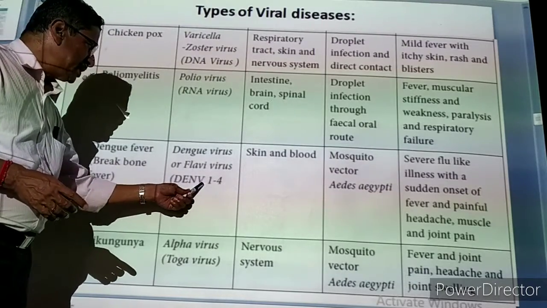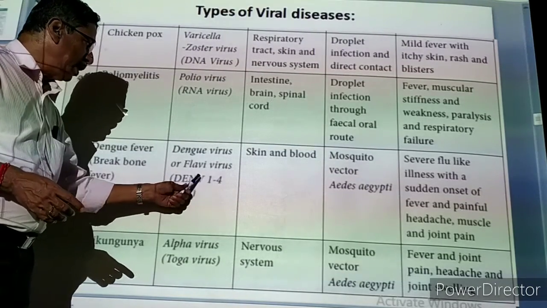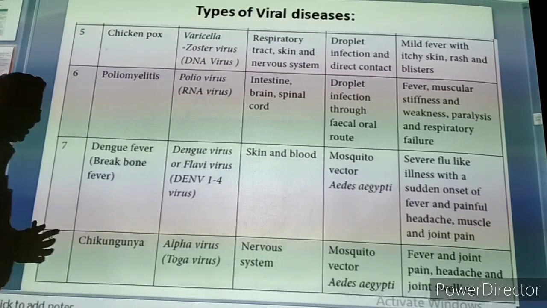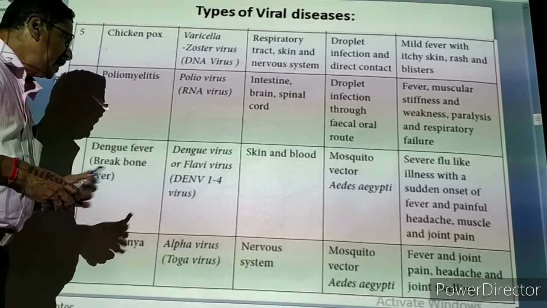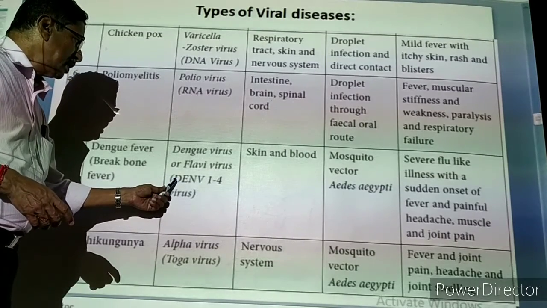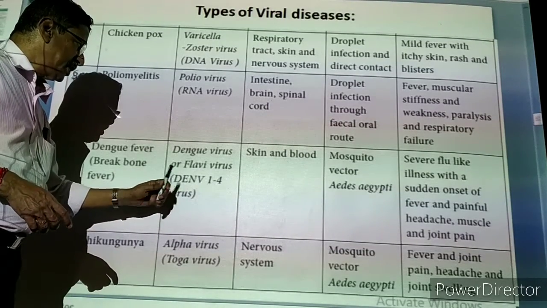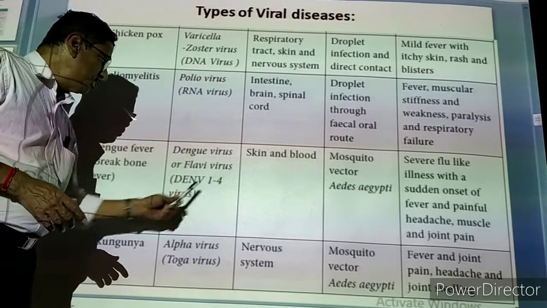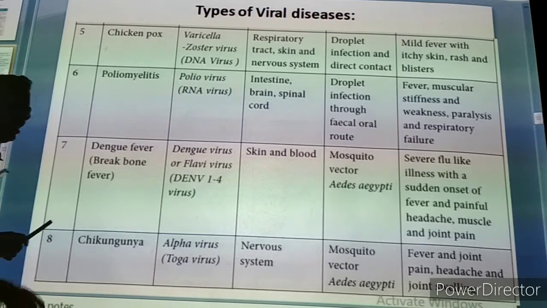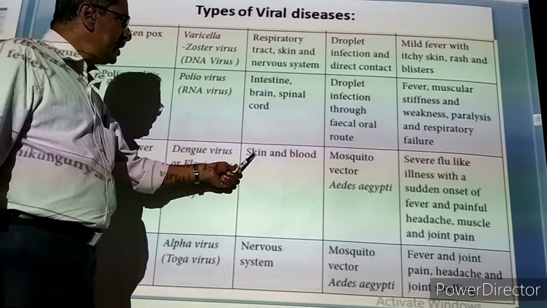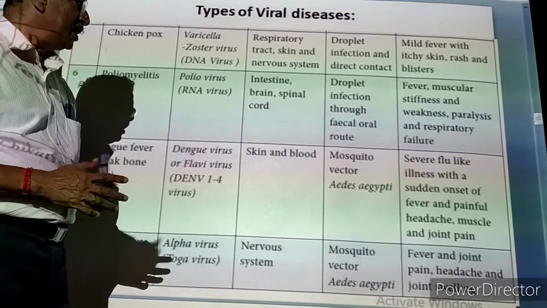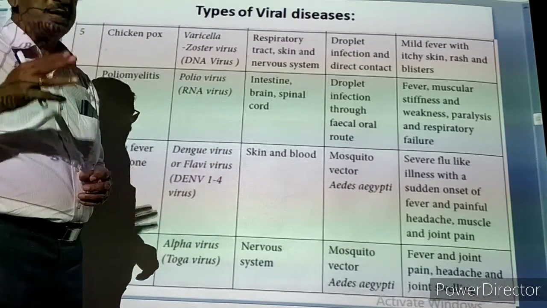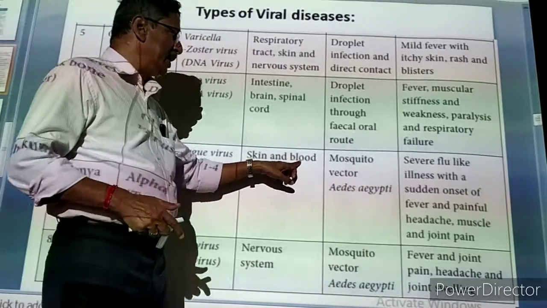It is a DNA virus. We are telling it is a type of disease. It is a dengue virus. Okay, this is the name of the virus. It is attacking the skin and the blood. It is attacking the skin and also the blood. That means blood cells, particularly RBC, WBC and platelets will be affected.